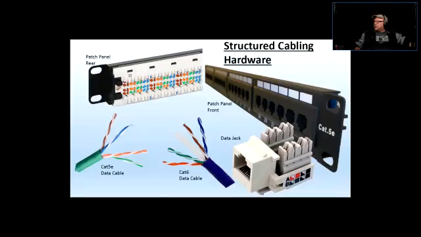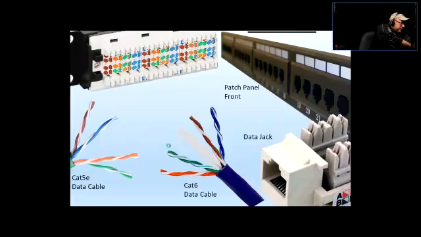This is the rear of the patch panel. This is the front of the patch panel. And you're also going to see something like jacks, data jacks. We already have dealt with that. And over here we have a couple of cables. One is Cat5e and one is Cat6 data cable. So what will be the difference?